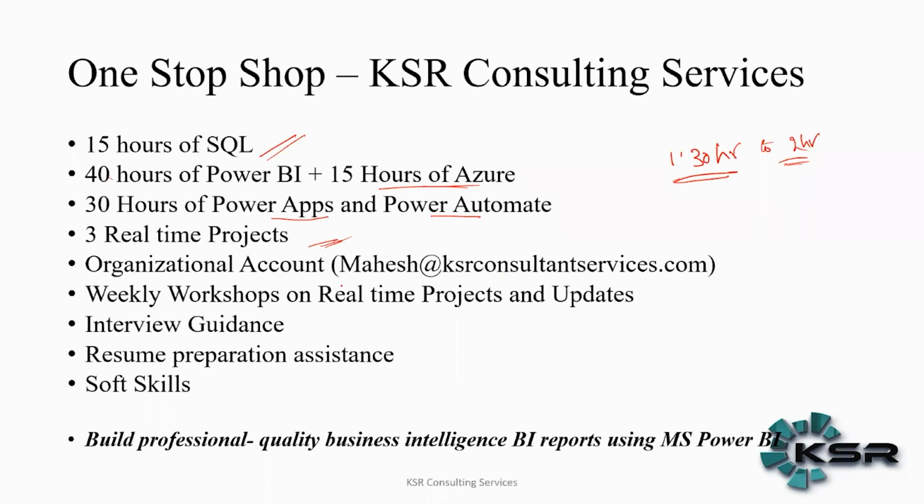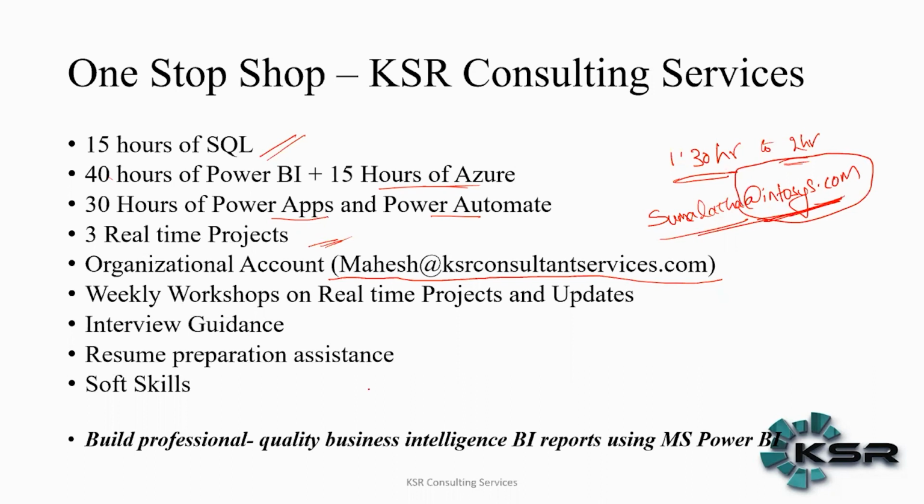The main thing is you will get an organization account in real time when you go and work. Each one of you will get some ID in real time when you go and work for any organization. To work with Power BI, Power Apps, Power Automate, all these technologies, you need some license. To get that license to work on that, you also need an organization account. So this organization account, this license, everything we will provide you.